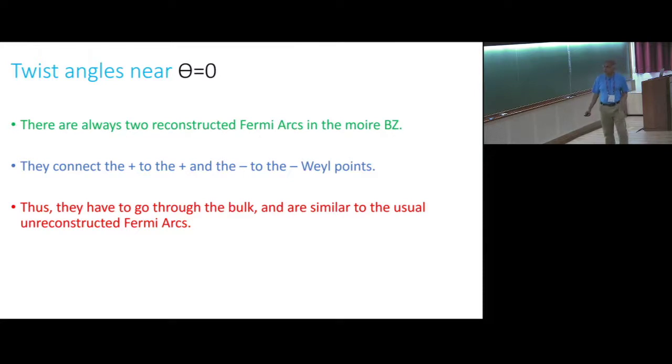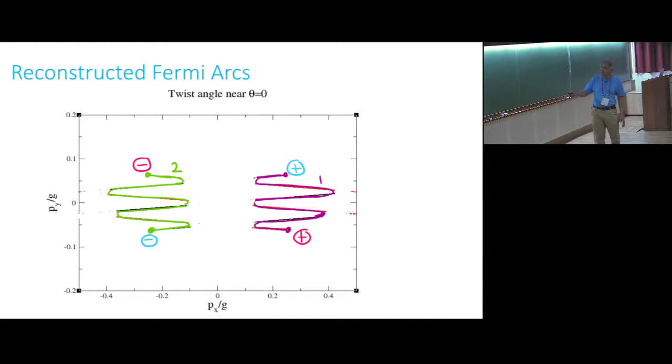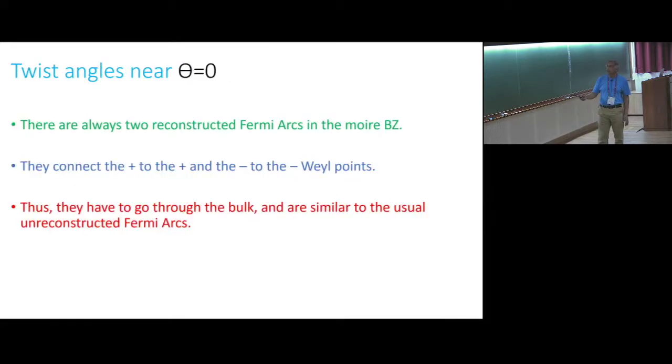So they all always have to go through the bulk, because all the Fermi arcs that you see over here actually go to the projections of the Weyl points. Okay? All right.